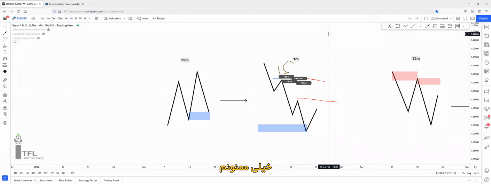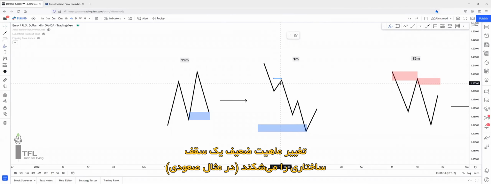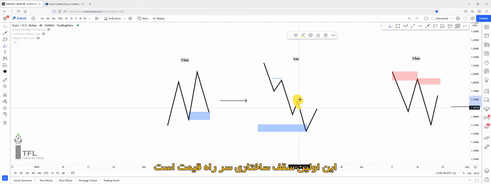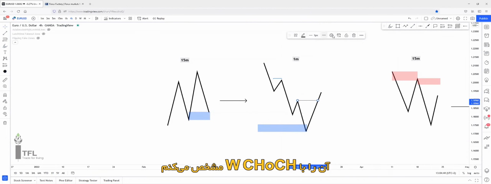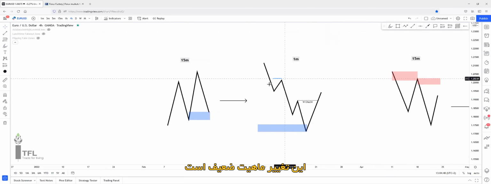The difference between a strong and weak change of character is that the weak change of character only breaks above one structural high point. This is the first and less recent structural high point, and the weak change of character only breaks above that one. So this will be a weak change of character right here. I will mark it as a weak CHOCH.